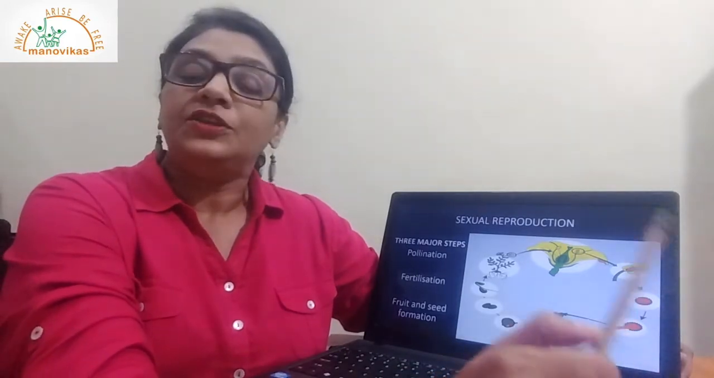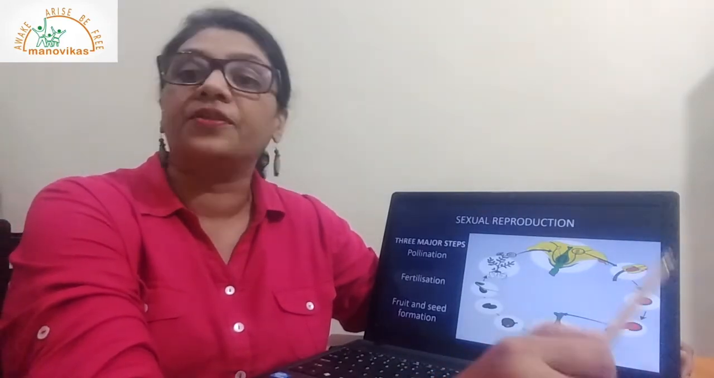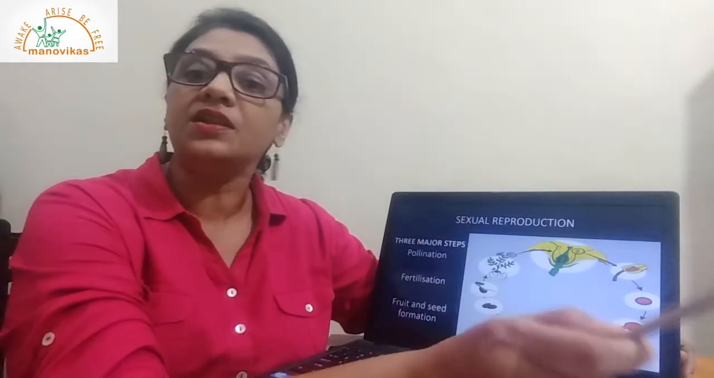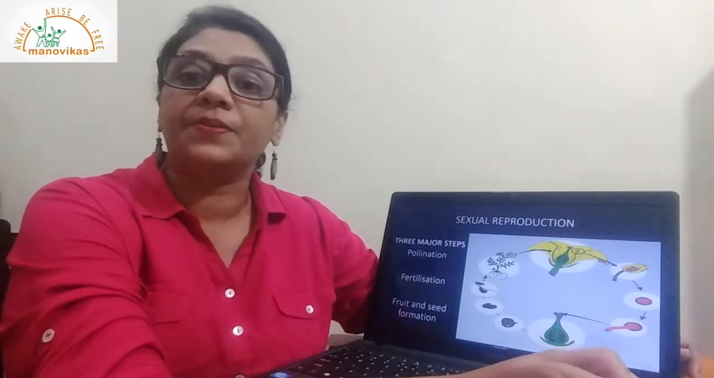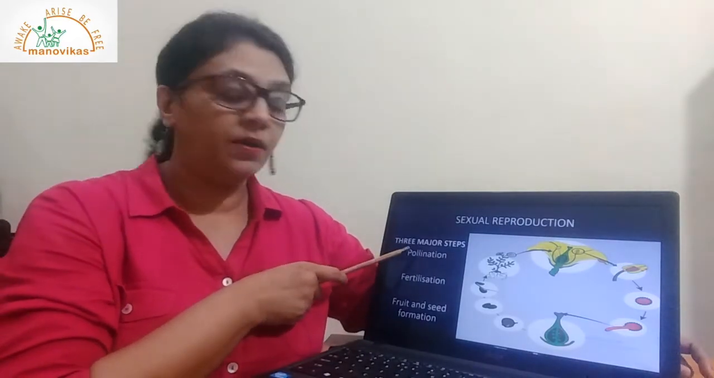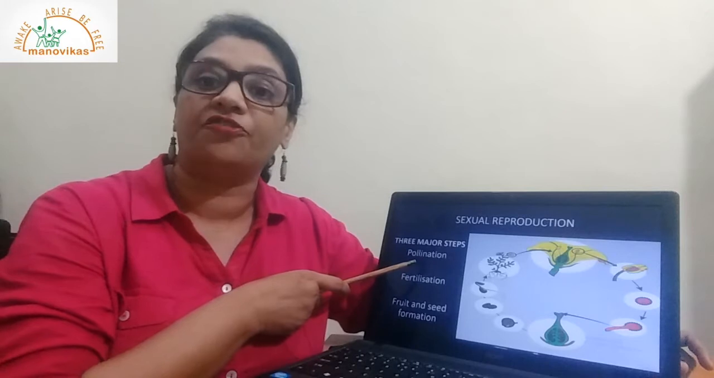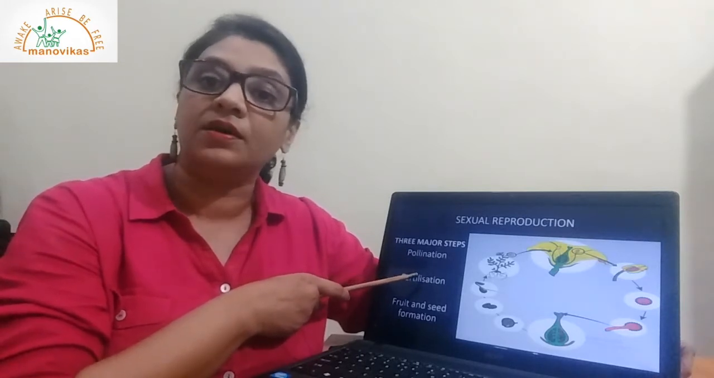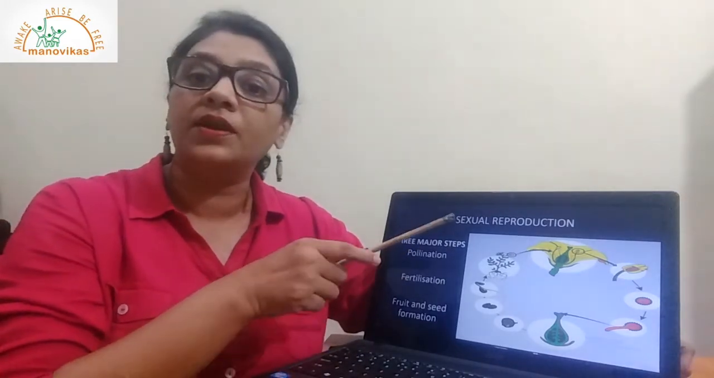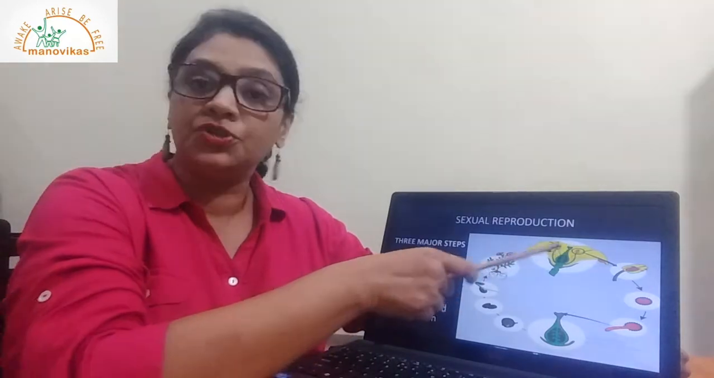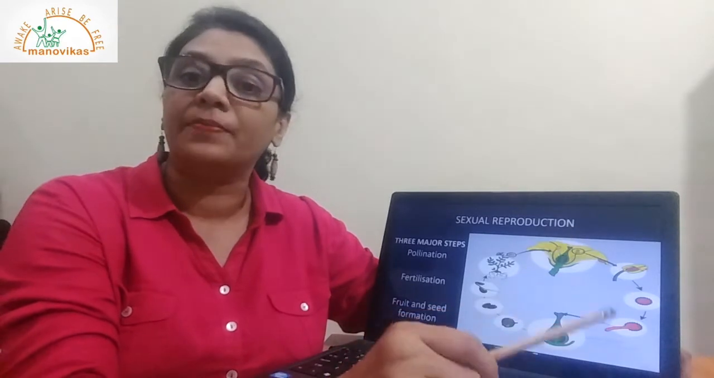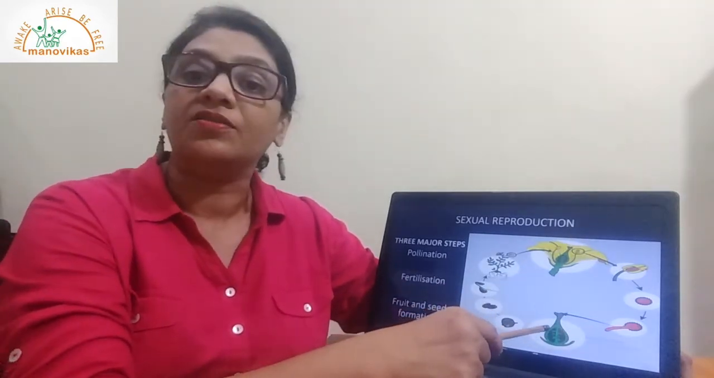Now, when we get a new plant through the fusion of the male and the female gamete, it is called sexual reproduction. Now, sexual reproduction involves three main steps. Pollination, that is transfer of pollen grains from the anther to the stigma. Fertilization, where the pollen grains grow tubes into the style, and then there is fusion of the male and the female gamete in the ovary.